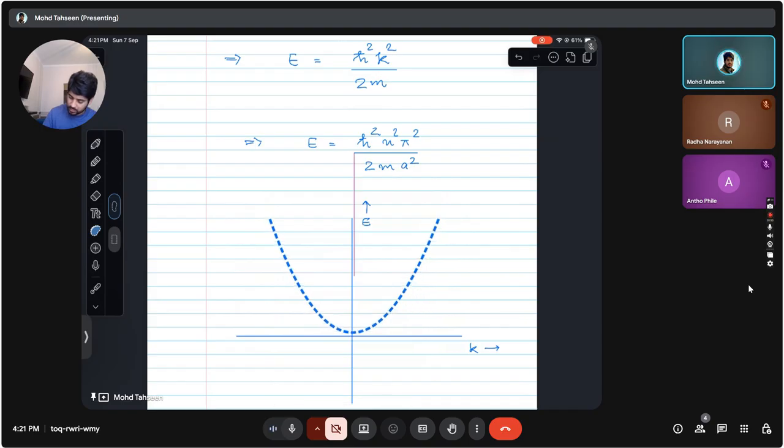Now this is dashed, because it means that the energy is not continuously varying with k. There are discrete values of k. K can take on discrete values for which we have discrete values of energy. Okay.